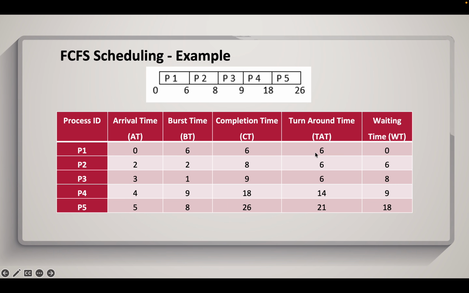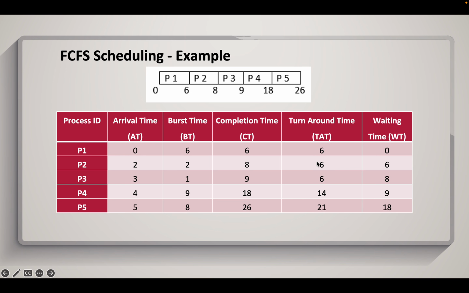Waiting time is total turnaround time minus burst time. So we subtract the burst time from TAT. That is waiting time. 6 minus 6, 0. 6 minus 2, 4. Sorry. Waiting time means turnaround time minus burst time. 6 minus 6, 0. 6 minus 2, actually it has to print 2.